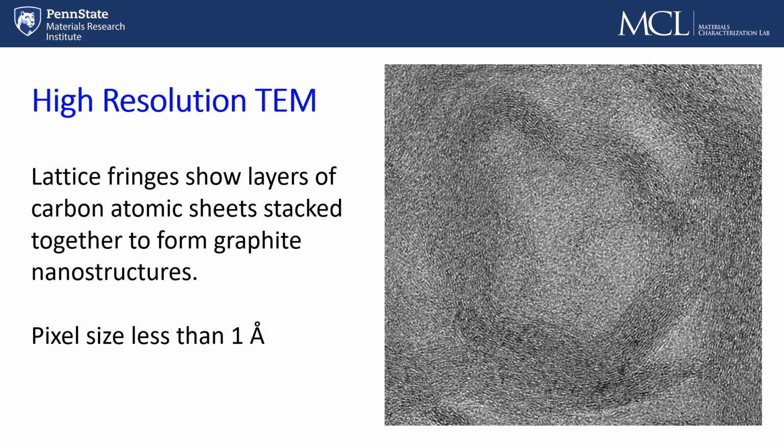So with the TEM, we can also do high resolution imaging where we can see lattice fringes of our graphite nanostructures, showing the atomic arrangements of the sheets of carbon in that structure. Again, in this image, our pixel size is less than 1 angstrom. So we're operating at the maximum resolution of our microscope now to show the atomic structure of the nanoscale graphite features.